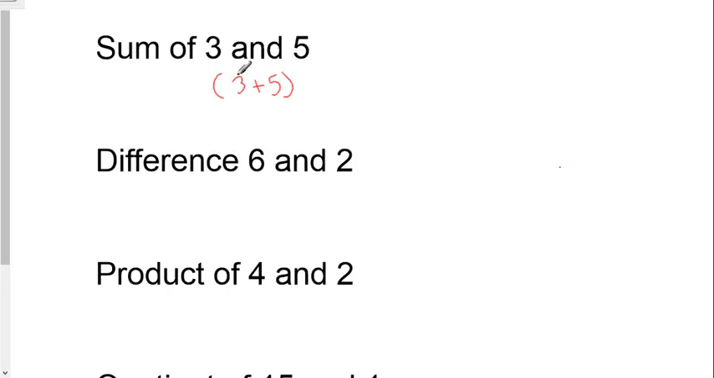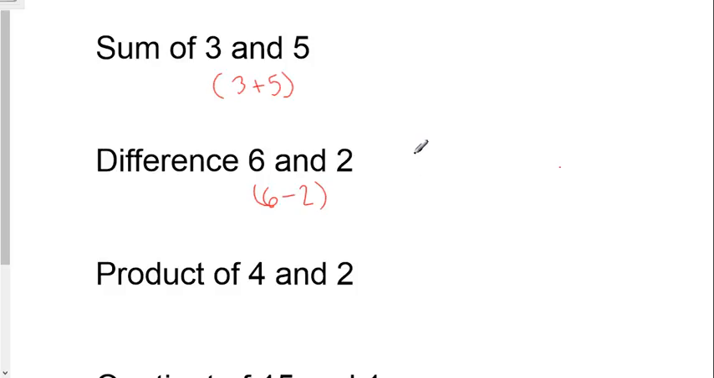The word and separates the two parts that you're doing the math with. So if it said 3 and 5, it would be 3 plus 5. 3 and x, it would be 3 plus x. So the word and separates the two things that are in the parentheses. Same thing for difference. Difference of 6 and 2. Well, difference means subtract, 6 minus 2. And there would be an invisible parentheses there.